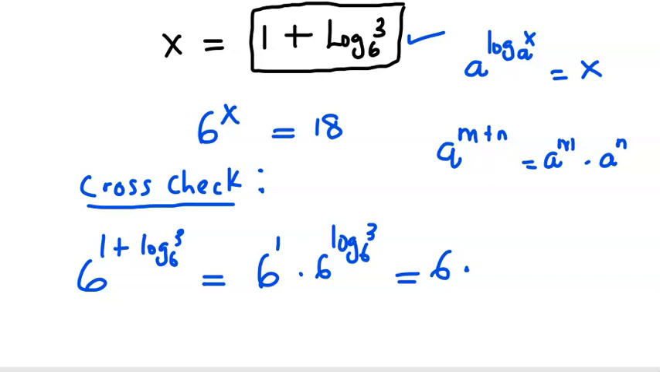This is a well-known property of logarithm and exponents. You can see that this base is the same as the base of the logarithm, so therefore this evaluates to x. Here this 6, which is the main base, is also equal to the base of the logarithm, so that will evaluate to 3. And from here we get 6 times 3, which is equal to 18. Now we can see that our answer is verified.